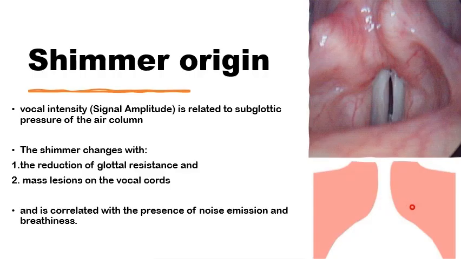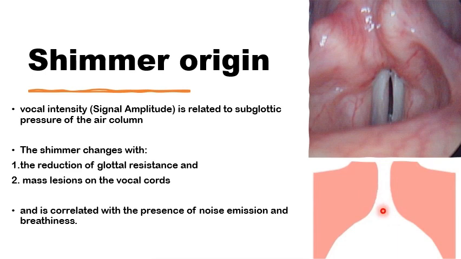The intensity of the voice, the amplitude of the glottal signal, is related to the subglottic air pressure and to the resistance to the airflow at the glottal level, the glottal valve resistance. This resistance is in turn dependent on things like the vocal fold's stiffness, the vocal fold edge's vibrating mass, and the vocal fold's contact mode.